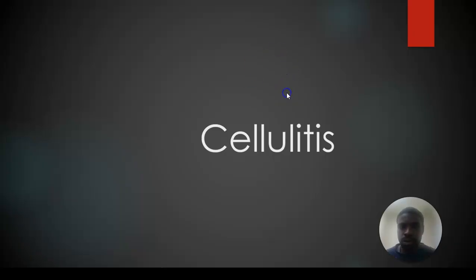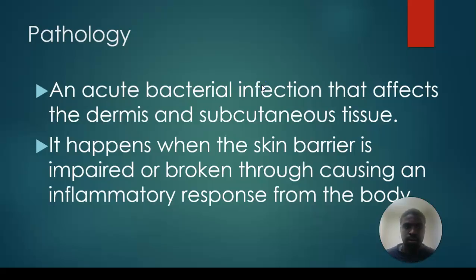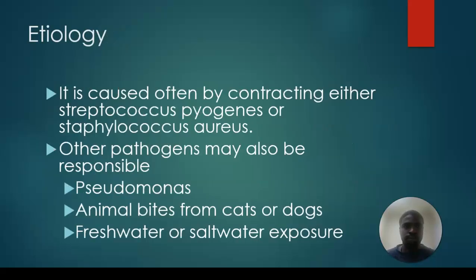Today we're going to talk about cellulitis. All right, so the pathology for cellulitis, what it actually is, it's just an acute bacterial infection that begins to spread throughout your body. It happens when the skin barrier is impaired or broken, and it causes an inflammatory response.